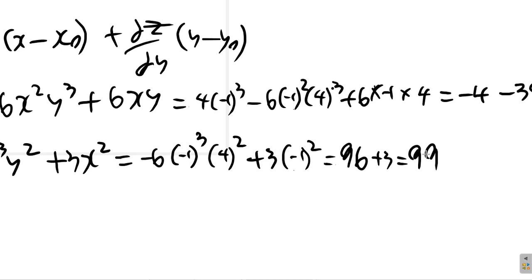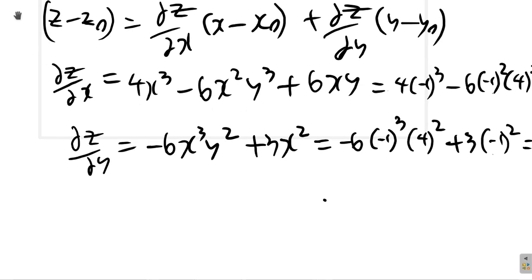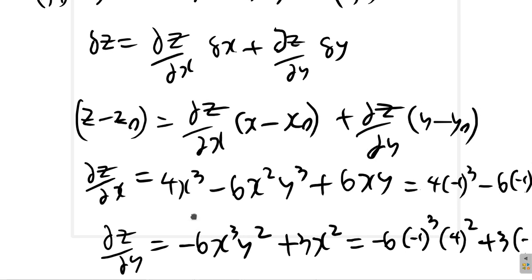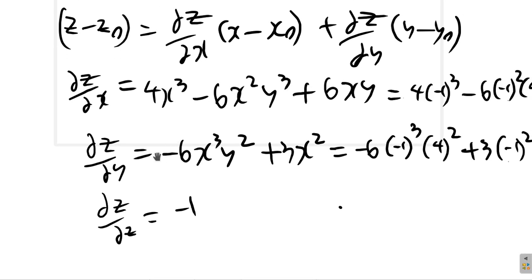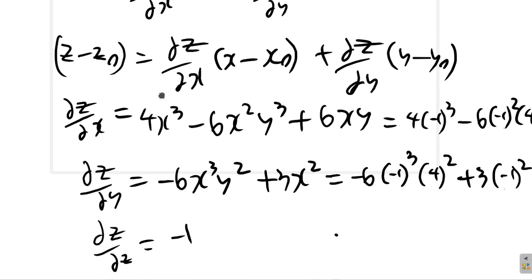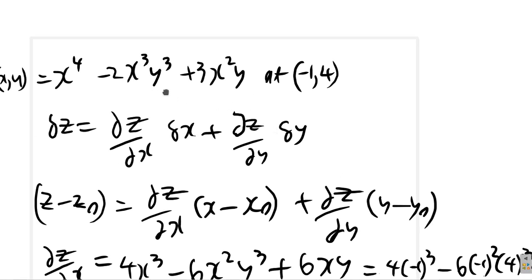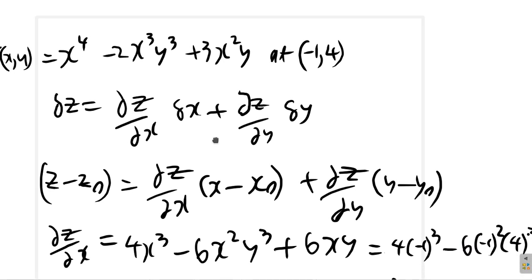And from what we did earlier, we know that delta z by delta z by itself is negative 1. Okay, good. Now, we're going to put everything together. Oh, at z naught. We're supposed to find z naught. We have z minus z naught. Didn't find it yet. What is z naught?